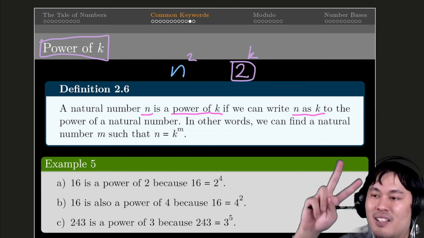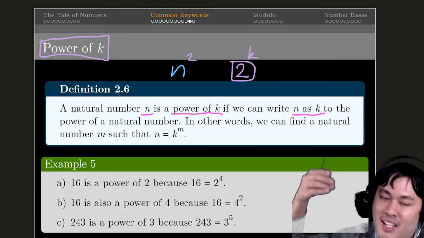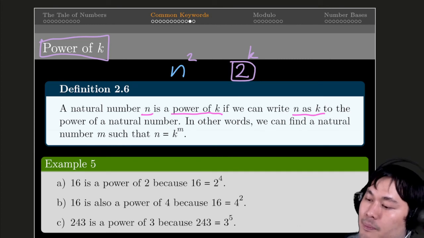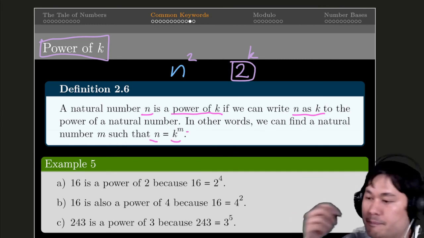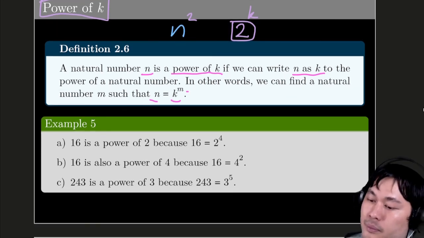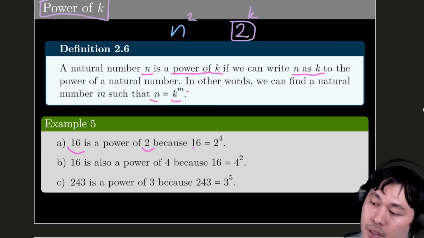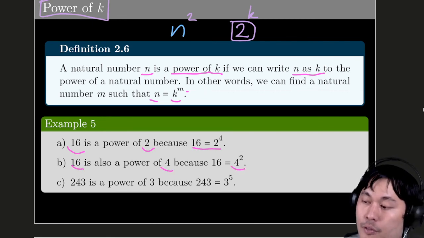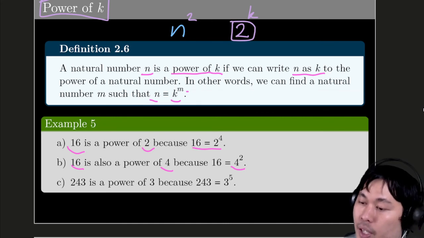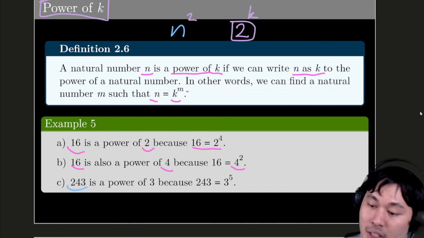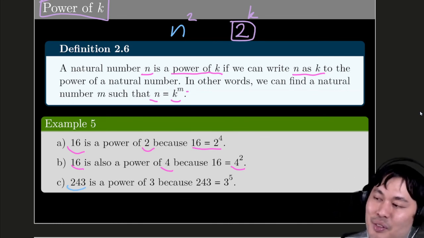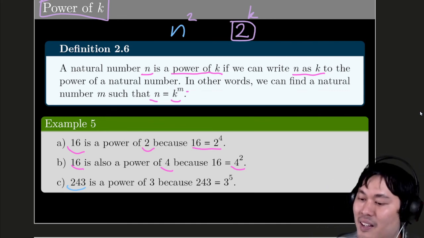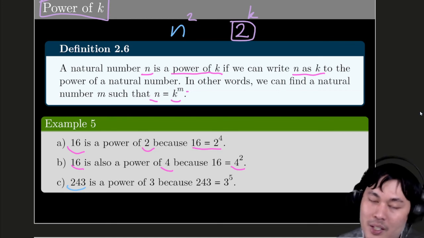Again, this is like the duality between divides and divisible. So you can write n as k to the power of something. So it's a power of k. So 16 is a power of 2 because 16 is 2 to the 4. 16 is also a power of 4 because it's 4 to the power of 2. In this case, it's 4 squared. And lastly, 243. It's not common, but if you play with numbers long enough, you will be able to recognize on the fly that it's a power of 3 because it's 3 to the 5th.